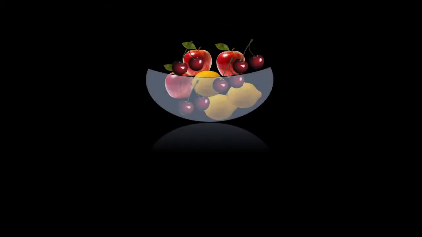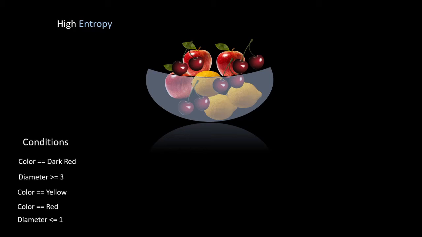Okay, so with random forest, okay, here's an example. So you've got to follow along with this example here because it's a pretty good example of random forest. You know, go back and review this if you really need to, but I'm trying to simplify this the best I can. So I've got this bowl of fruit, okay, and it's high entropy. I've got cherries, apples, and lemons. Okay, and I've got these different conditions.